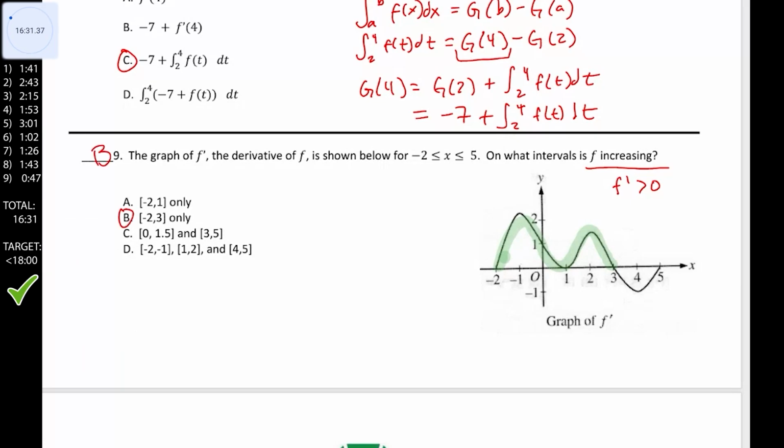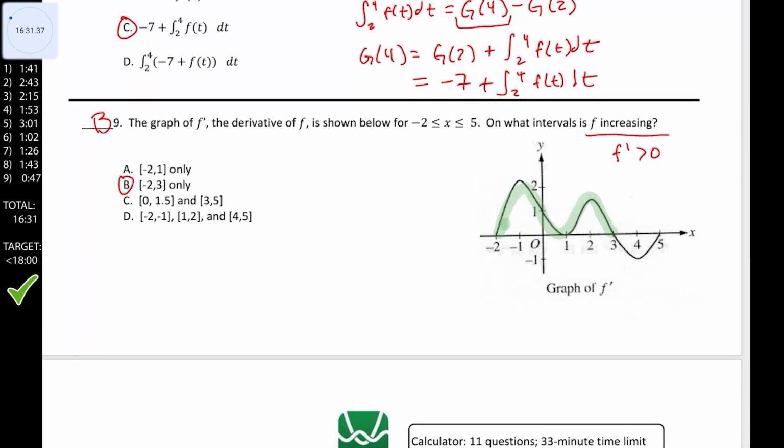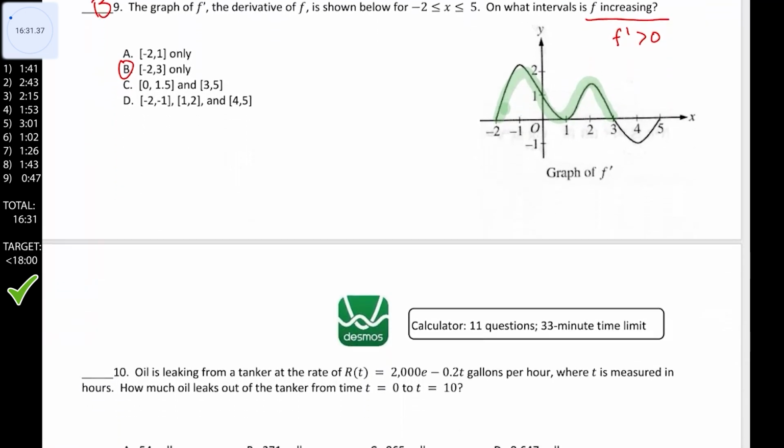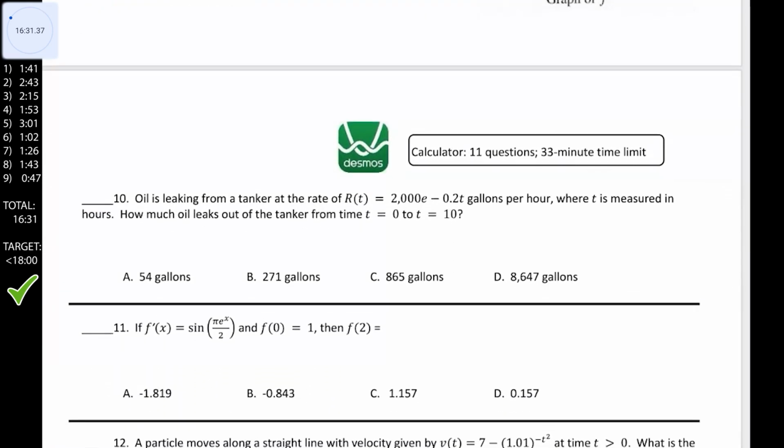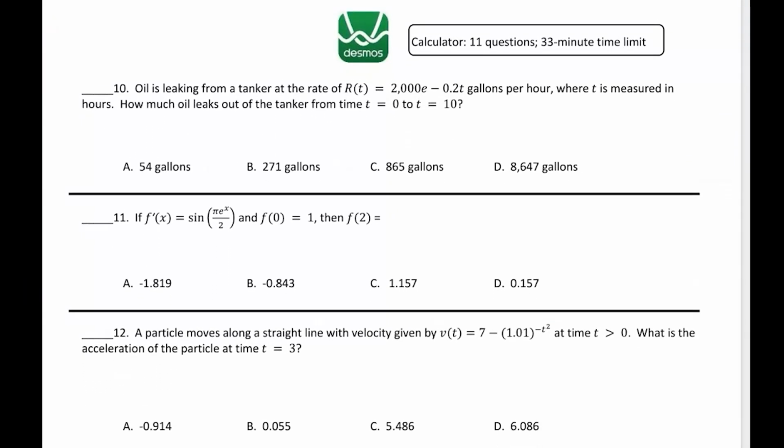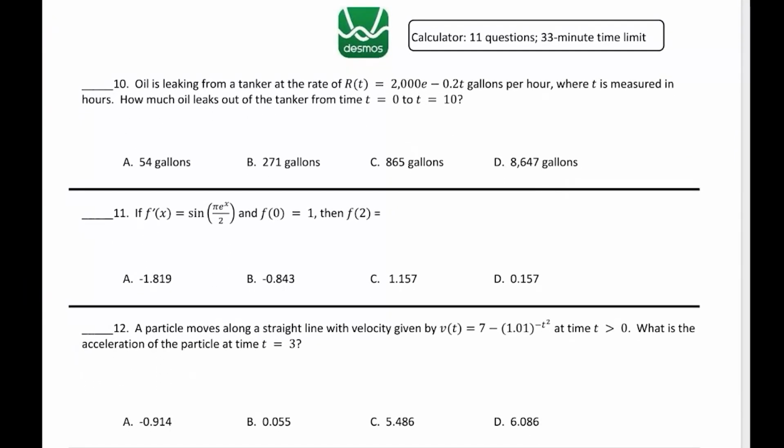So that's about enough of the no calculator problems that we're going to be working on today. The rest of these are going to be calculator, and we're going to have 11 questions. On the calculator section, you get about 3 minutes per question. Remember that there are a total of 15 questions on the actual AP exam, and you get 45 minutes to do that. So let's go ahead and get started.